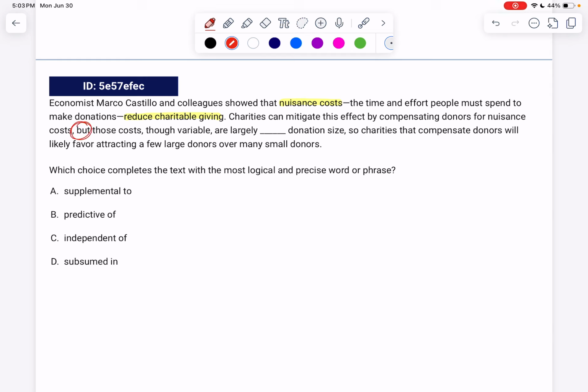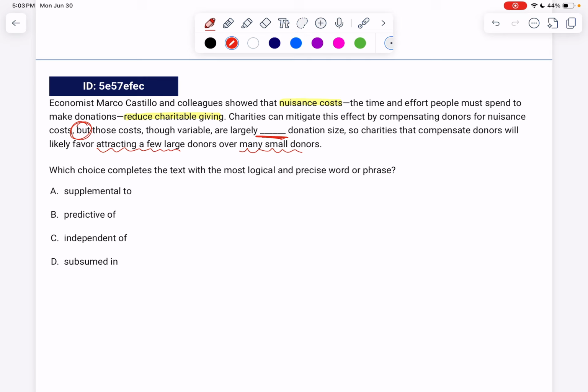But those costs, though variable, are largely blank donation size. So charities that compensate donors will likely favor attracting a few large donors over many small donors. So this is a very tricky one, so hang in there with me. So we know that from the first part of the sentence that these nuisance costs make charitable giving less. And then charities can do something by helping out, by like trying to take up some of those nuisance costs. But the costs, while they change a little bit, are blank to donation size. What do they have to do to donation size? Well, it says that charities that compensate donors will favor attracting a few large donors over many small donors.